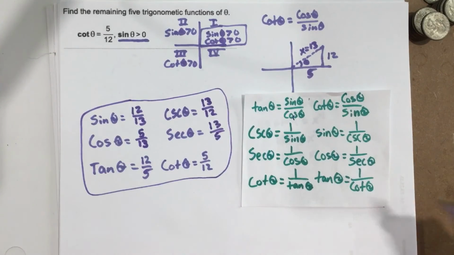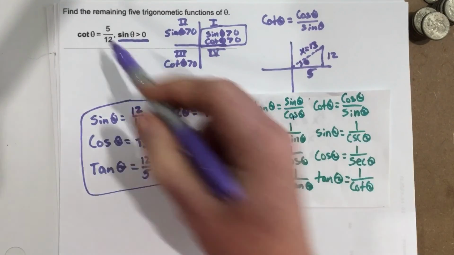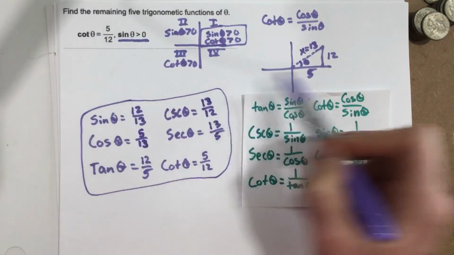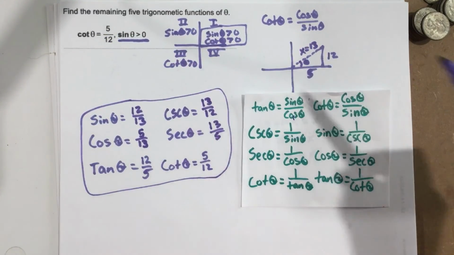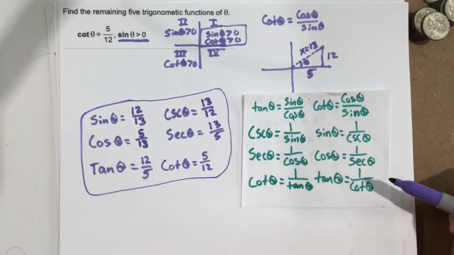So long story short, figure out what quadrant you're in, draw the triangle, use your piece of information that they give you to label sides, and find the third side, and then you can write all the trig ratios.